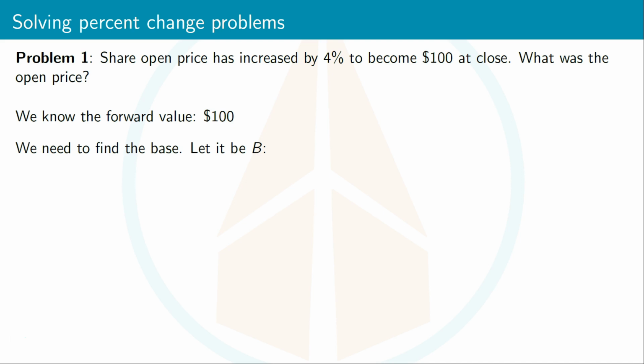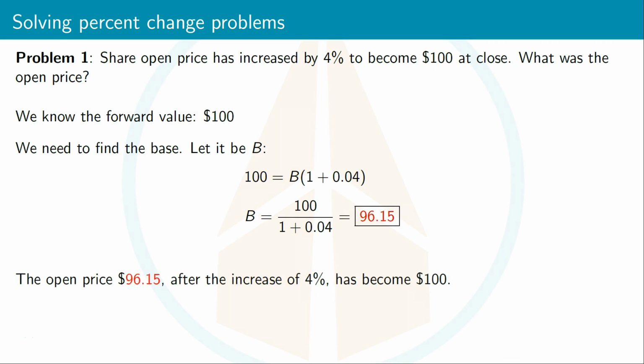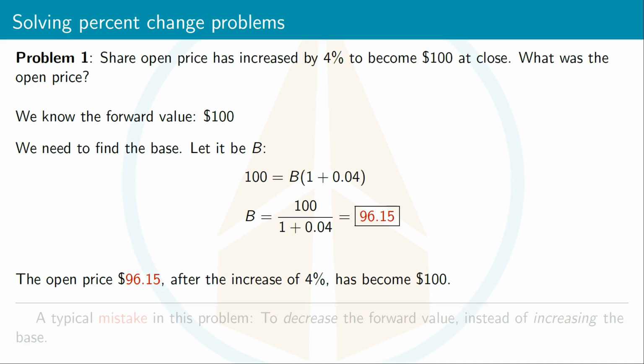We can build an equation which connects forward value and the base. This is the equation for percent increase, because the question is about increase. So we'll find B. And this will be 96.15. This answer means that the open price, $96.15, after the increase of 4%, has become $100.